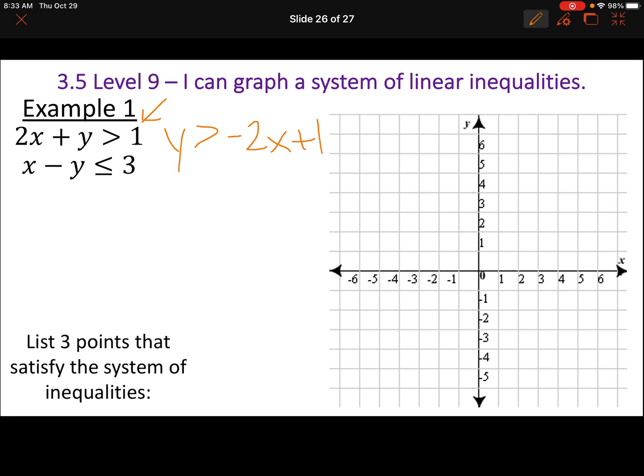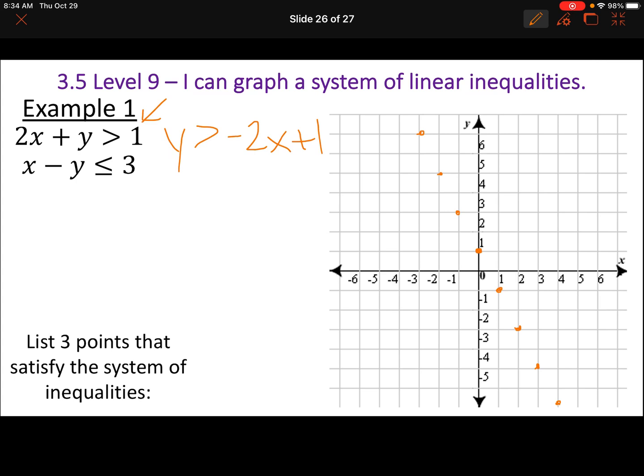My y-intercept is 1. And then we're going to go down 2, to the right 1, down 2, to the right 1, and keep going. We're going to go the other way. Up 2, to the left 1, up 2, to the left 1, and then up 2, to the left 1.